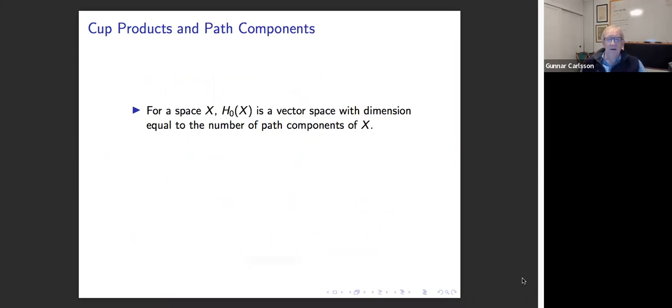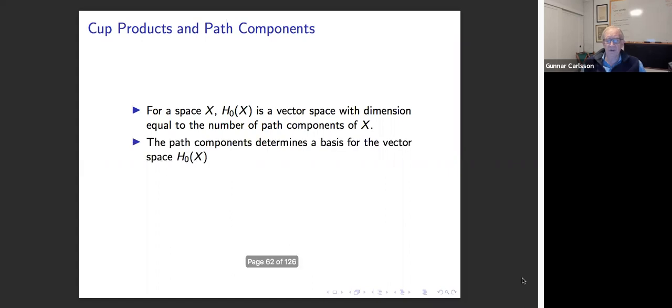Okay. Now, so let's see. So how are we going to use cup products in the problems that I'm interested in? We've used the cup products here to distinguish between two unstable homotopy types. That's great. But now I want to understand how to use it in this kind of motion planning situation. So H naught X is a vector space with dimension equal to the number of path components of X.